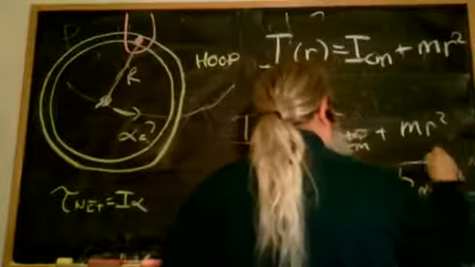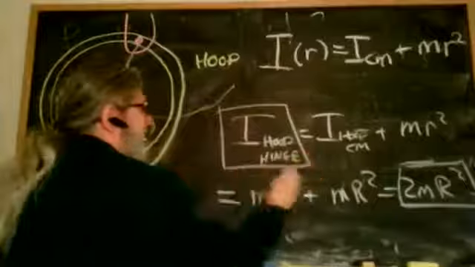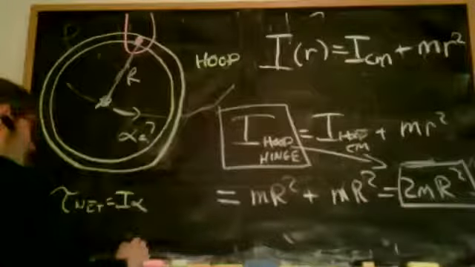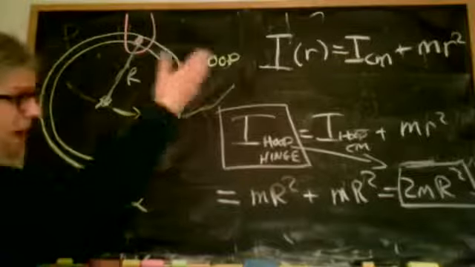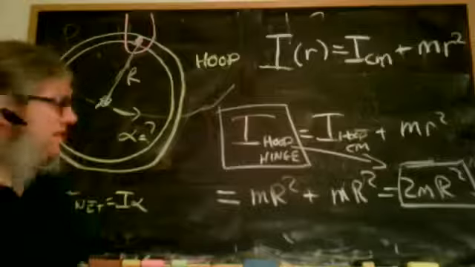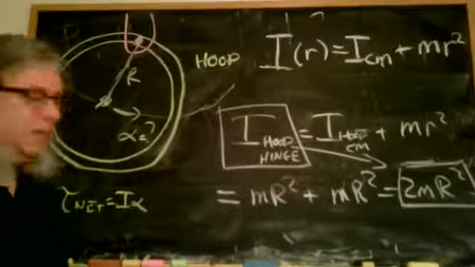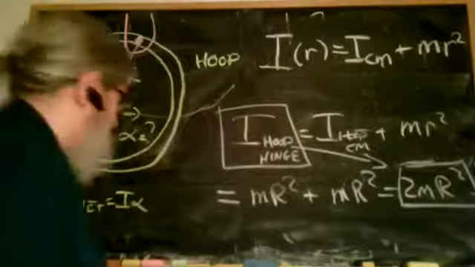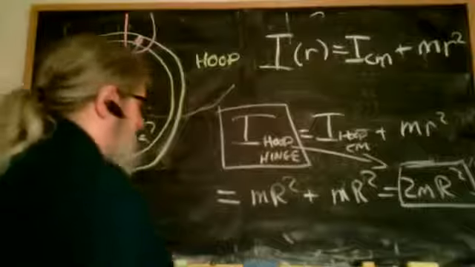So in other words, the rotational inertia about the hinge is twice what it would be if I were just rotating about the center of mass. Any questions about that? This is just how you might use this kind of tool to recalculate the rotational inertia. All right, cool.